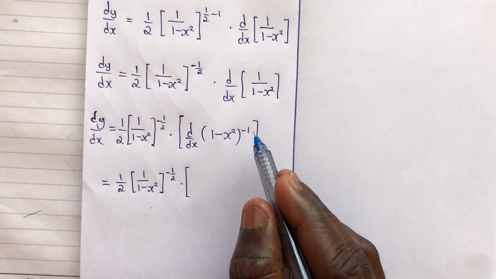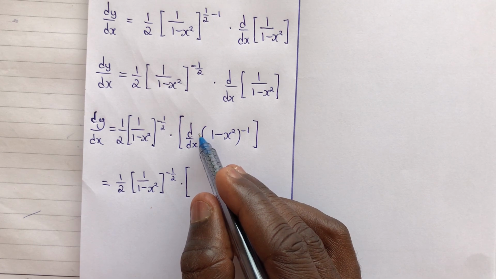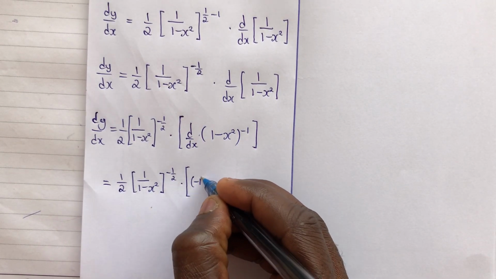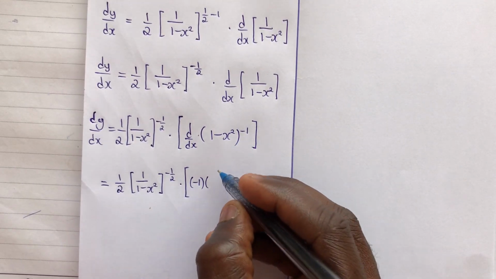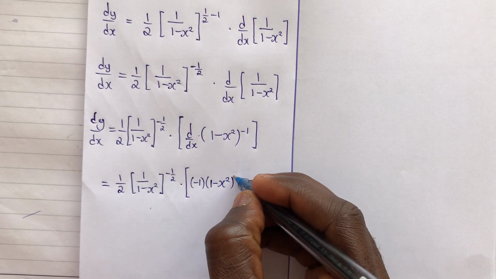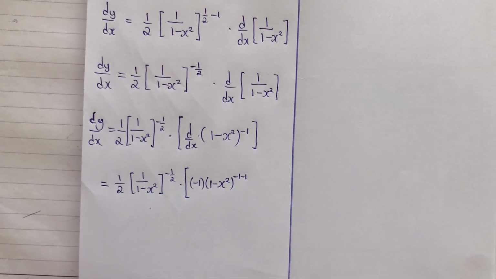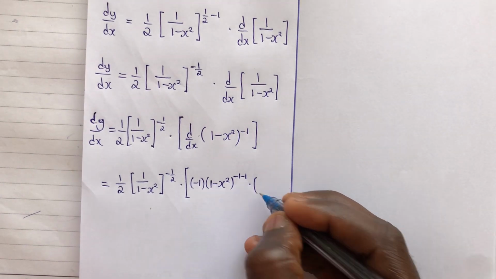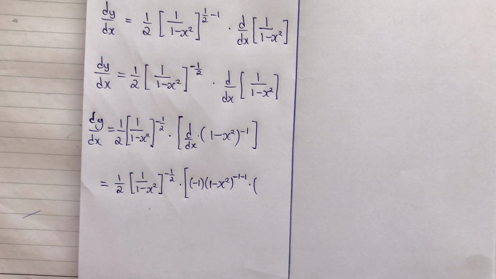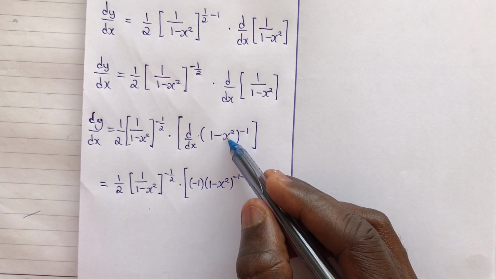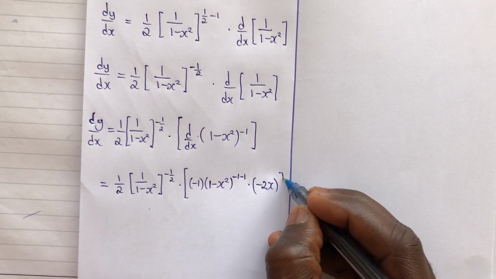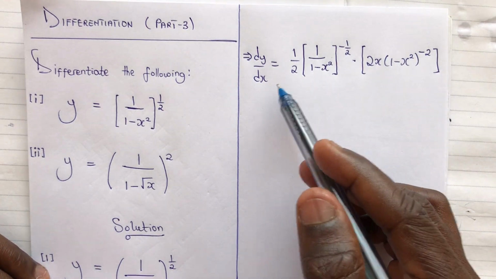Now watch, use this to multiply. I'm about to differentiate, so use this to multiply. So we have negative 1. Write the same function, 1 minus x squared, reduce the power by 1, negative 1, negative 2. So multiply this result by the derivative of the bracket. When you differentiate 1, the result is 0. When you differentiate negative x squared, the result is minus 2x. Alright, so now this is the equation.